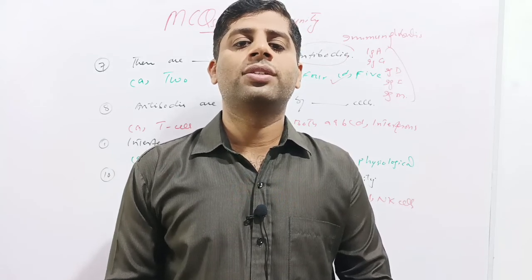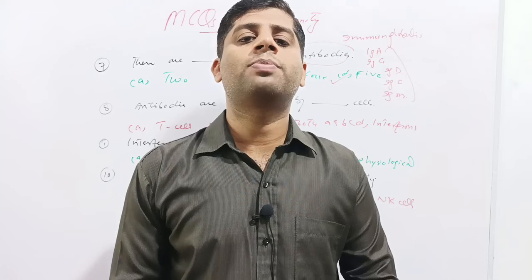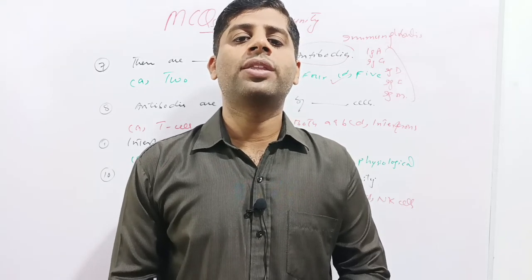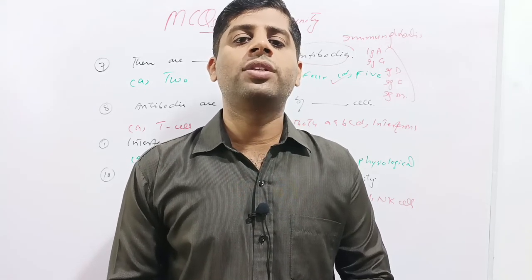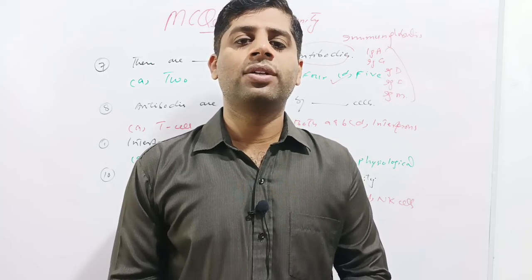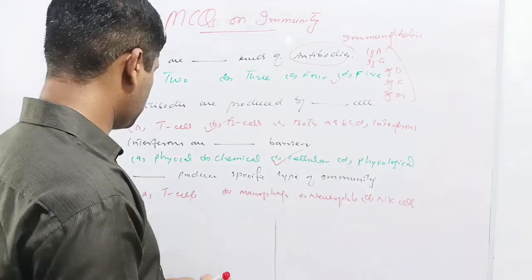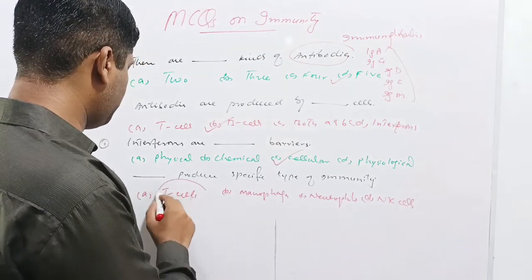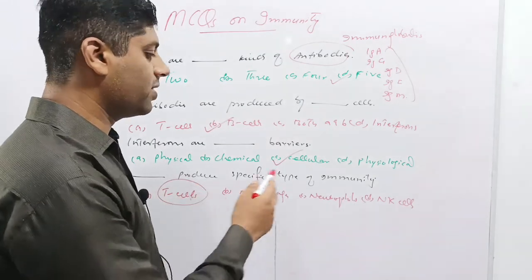Basically, all of the cells, these bear general immunity or non-specific immunity. Only the lymphocytes, either it's B lymphocyte or T lymphocyte, these bear specific immunity. These are produced against the specific antigen. So these bear specific immunity. So in this regard, option A will be correct, that the T cells produce specific type of immunity.